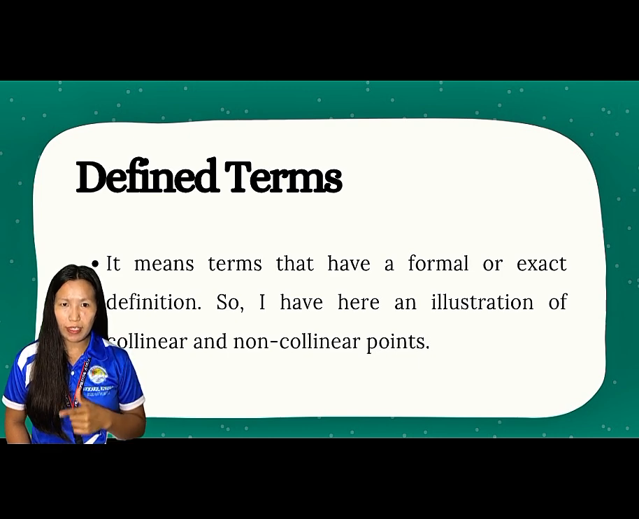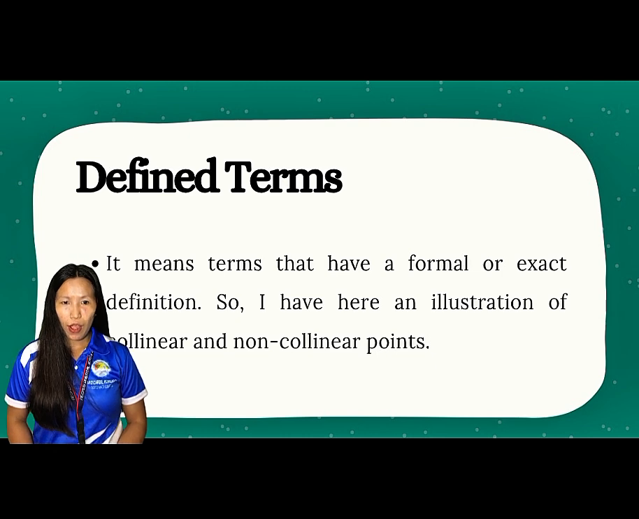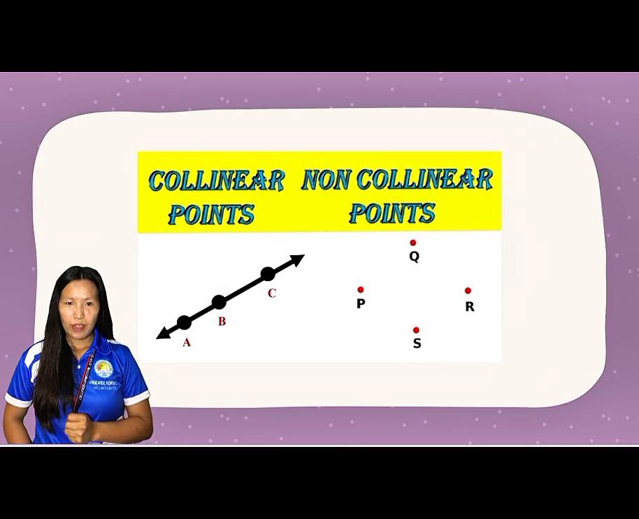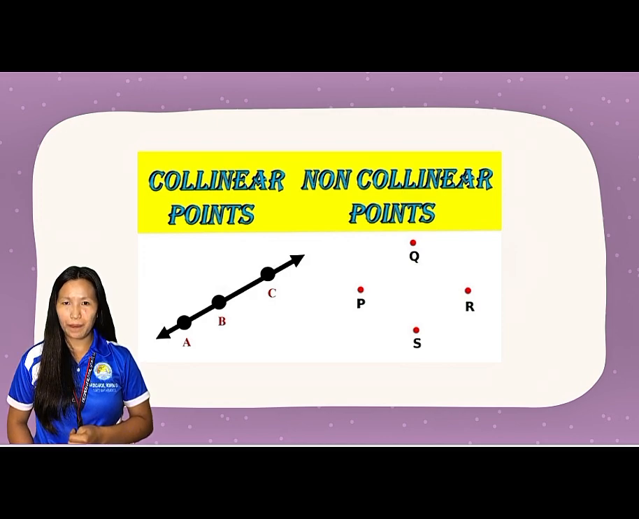So now let's delve into defined terms. When we say defined terms, it means terms that have a formal or exact definition. So I have here the illustration of collinear and non-collinear points. I have here the collinear points, which are A, B, C. They are in exactly one line. Otherwise, non-collinear points, which are P, Q, R, S, are not in the same line.